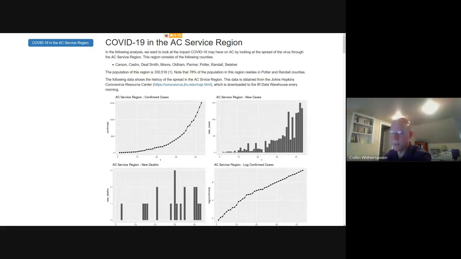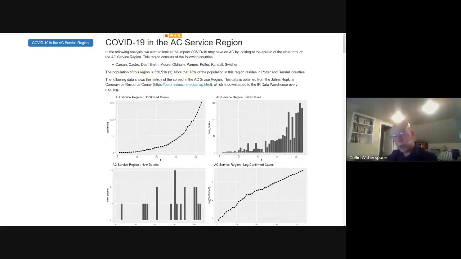78% of those people basically reside in Amarillo and Canyon, all right? So the following data that I show shows the history of the spread in the AC service region. I write a lot of programs also, so there is a lot of computer science involved in this at the same time.